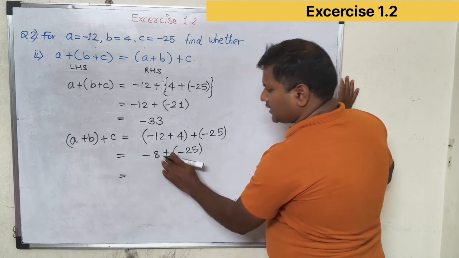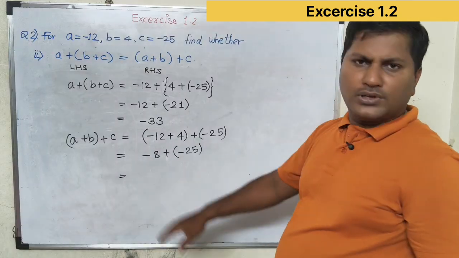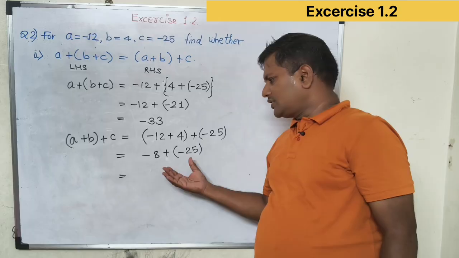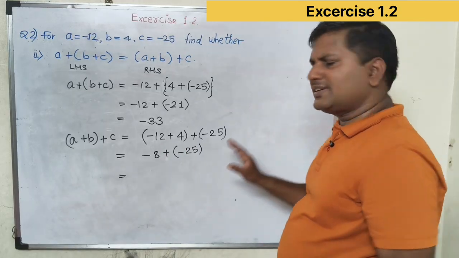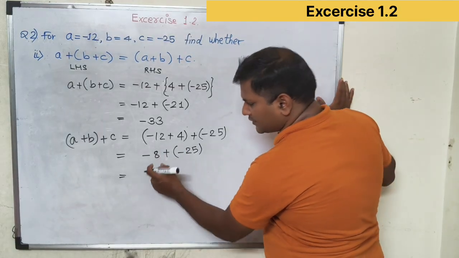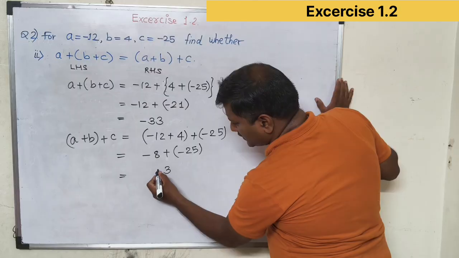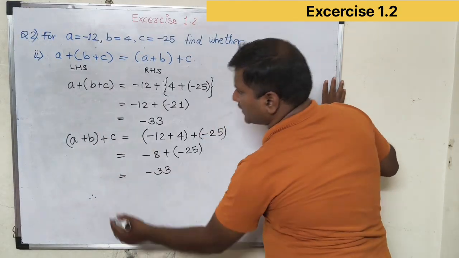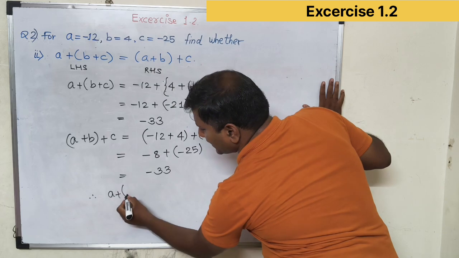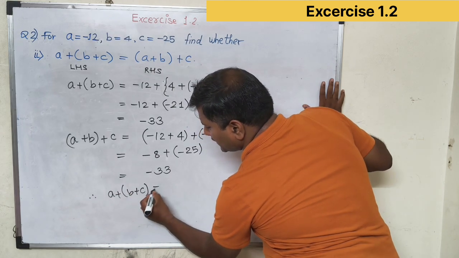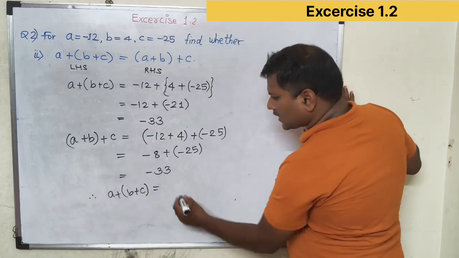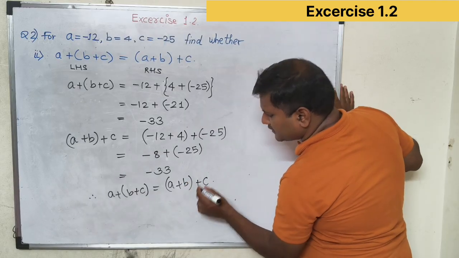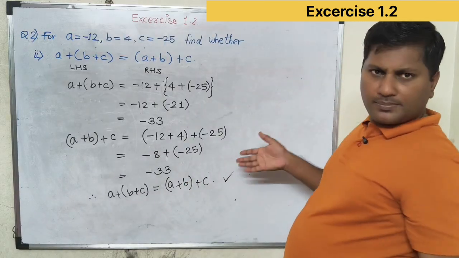Okay, again here addition of two negative integers. The sign is the same for both integers. In this case you have to add and write the same sign. Okay, 25 plus 8 is 33, with the sign, so it is minus 33. Therefore the left hand side a plus (b plus c) is equal to (a plus b) plus c, it is satisfying. Okay, hence it is proved.